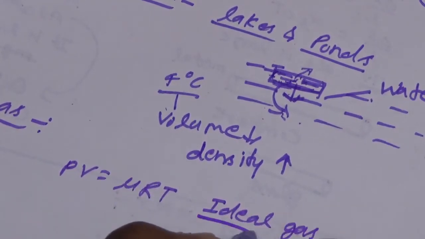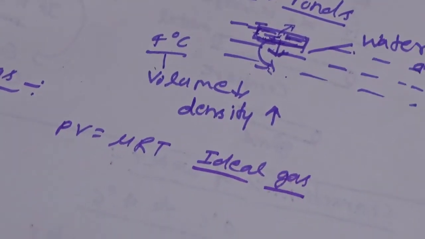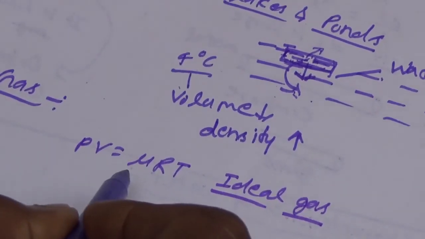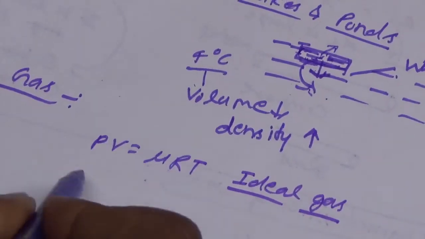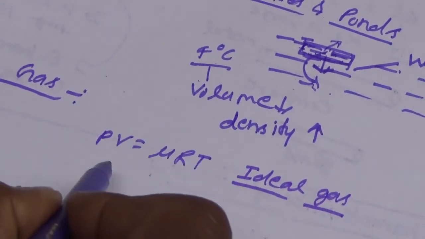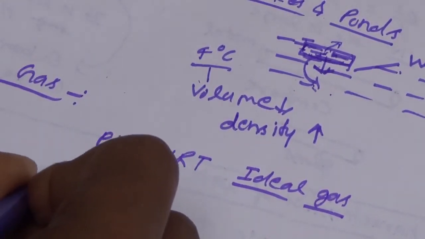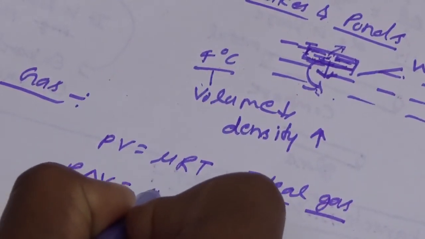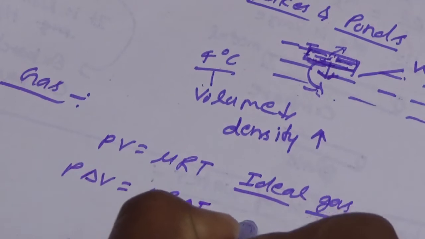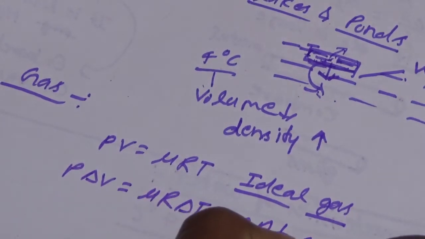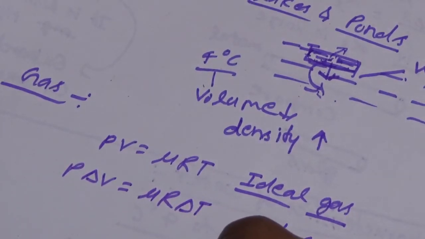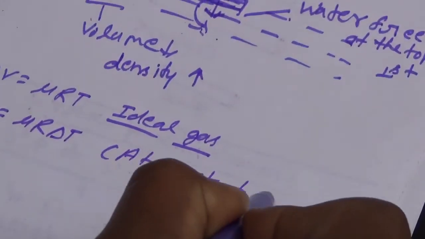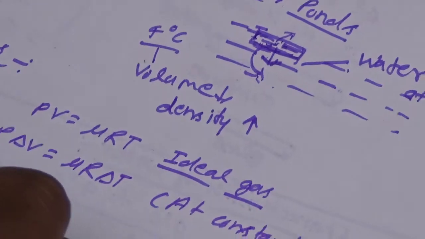In the case of gases, it is somewhat different. Here we want to see how the behavior of gases changes due to a change in temperature. PV is equal to mu RT. At constant pressure we can see P del V is equal to mu R del T.